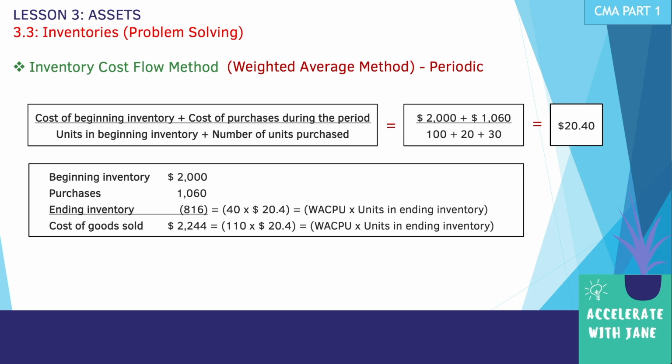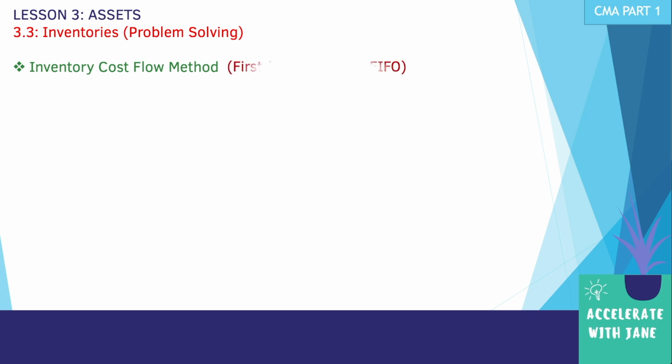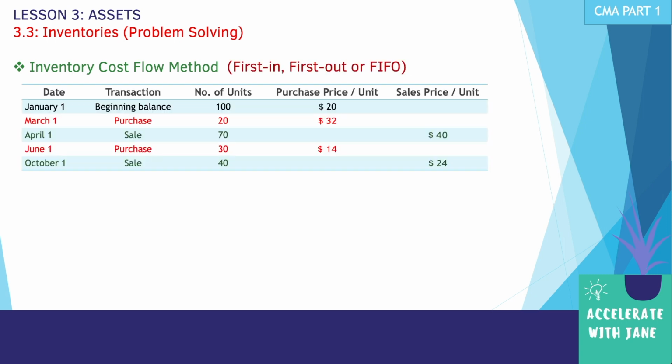So there are 2 ways to compute for the cost of goods sold under the weighted average method for the periodic inventory system. So now let's compute for the first in, first out, or the FIFO. So here is the same problem. As I mentioned earlier, for first in, first out, this method assumes that the first goods purchased are the goods which are also first sold. Therefore, the ending inventory consists of the latest purchases.